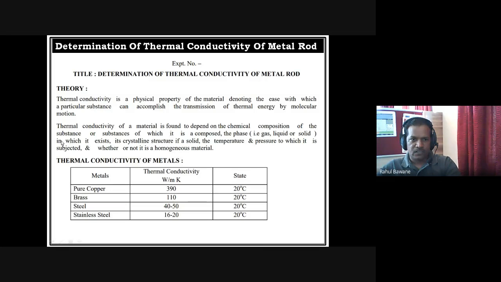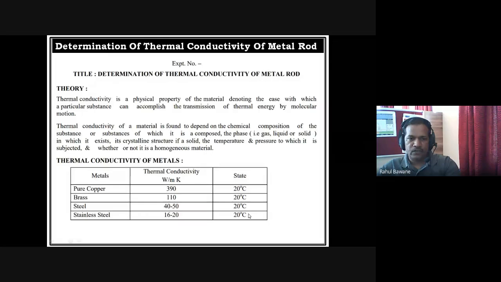This is a little bit theoretical portion, the theory behind this experiment, and one table is there for some metals: pure copper, brass, steel and stainless steel. What are their standard thermal conductivities? Especially for pure copper, it is 390, and this thermal conductivity is measured at 20 degrees centigrade.